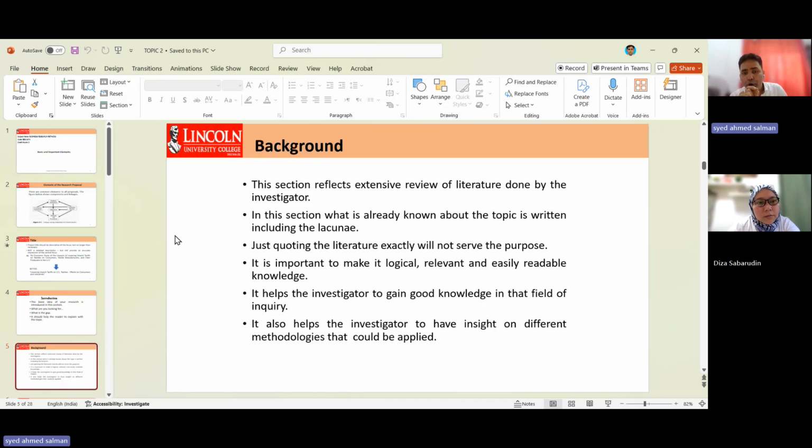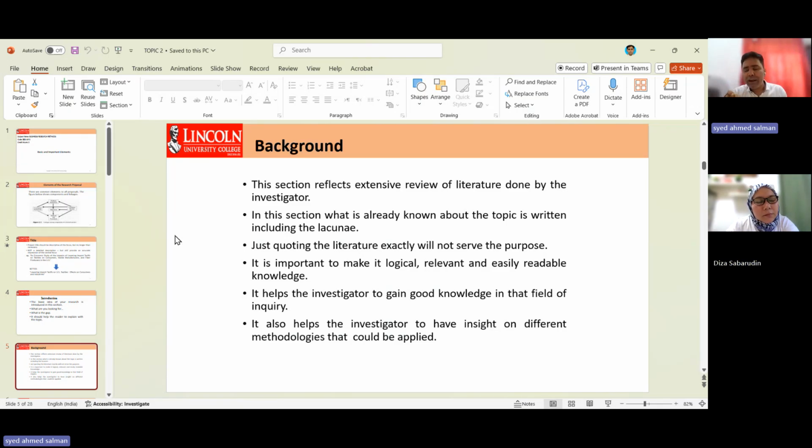It is important to make it logical, relevant, and easily readable knowledge. Whenever you are writing the background of the study, one paragraph should be related to another paragraph. That paragraph should be related to the next paragraph. If the paragraphs are not talking to each other, they are not linking, meaning that you are not writing properly.